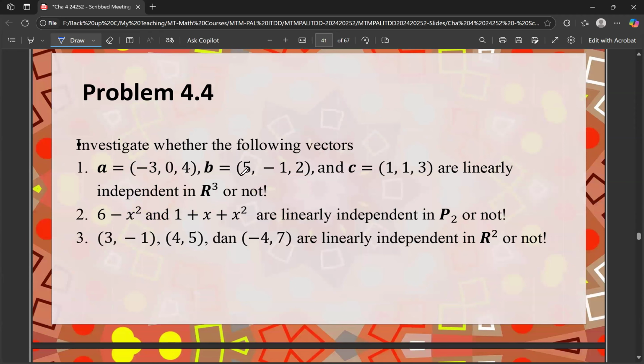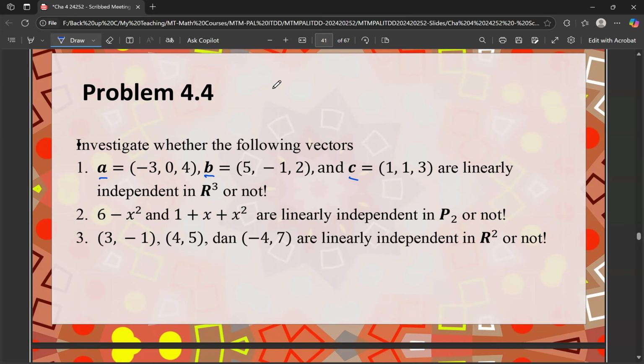Okay, so this has been done in the previous meeting. Any question? Okay. This has been done before, that we have three vectors. So we can check whether this set is linearly independent or not.